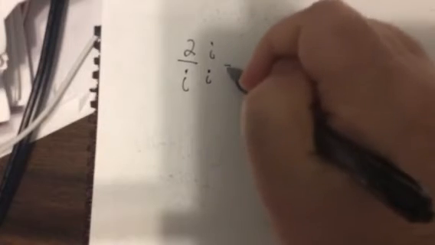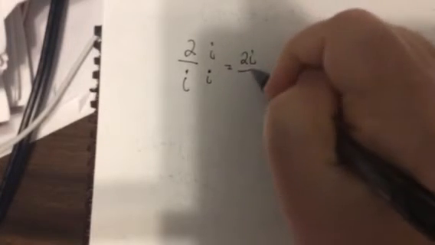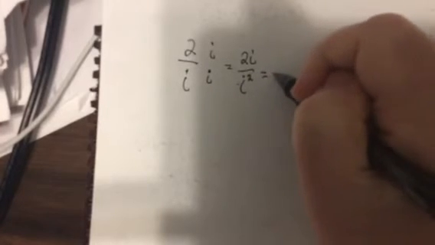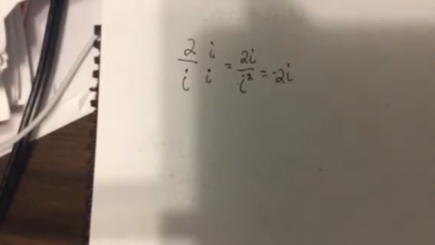Now, division. So remember, you're not allowed to have a radical in the denominator. And technically, I is a radical. So what would I do to get rid of my I? Well, remember, I squared is negative 1. So I just multiply the top and the bottom by I. So this would be 2I over I squared. But I squared is negative 1, so it's negative 2I.